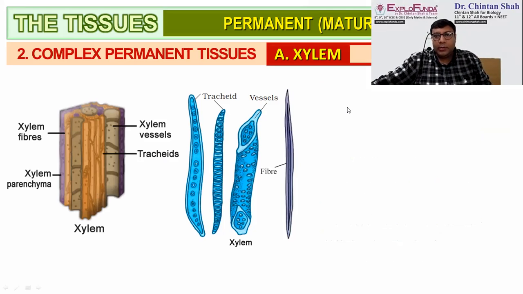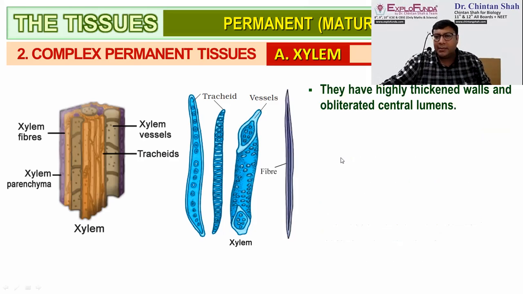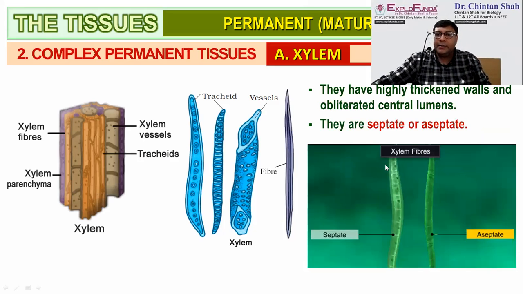Next is about the xylem fibers. The xylem fibers are made up of what? Sclerenchyma, because fiber itself is a type of sclerenchyma, which gives mechanical strength. They have a highly thickened wall and obliterated central lumen. They may be septate or aseptate. Xylem fibers having a septum are septate; with no septum, they are known as aseptate.